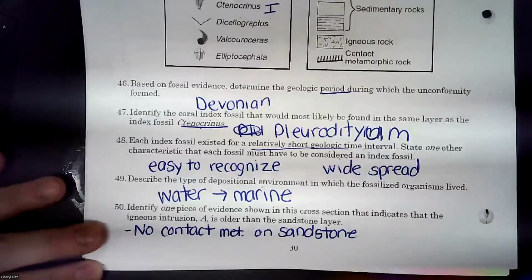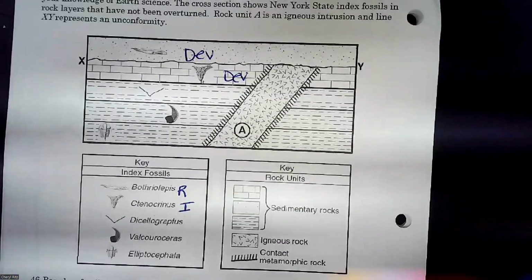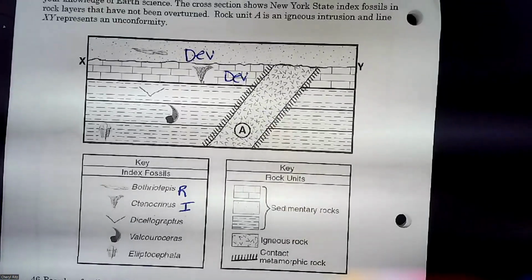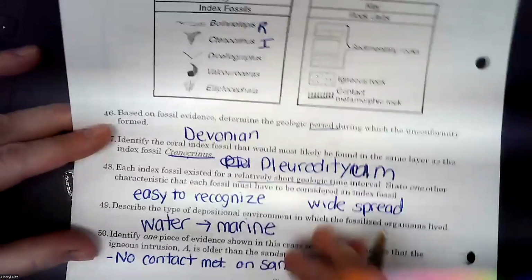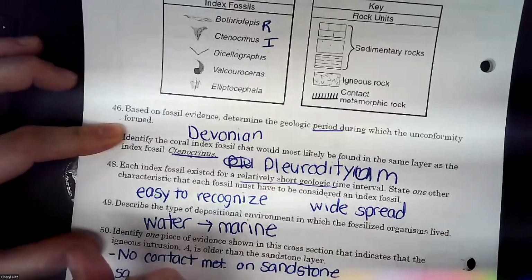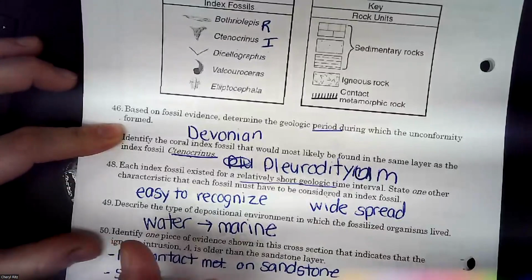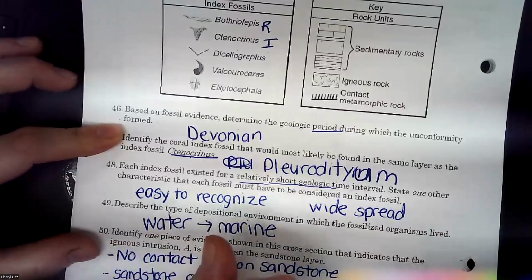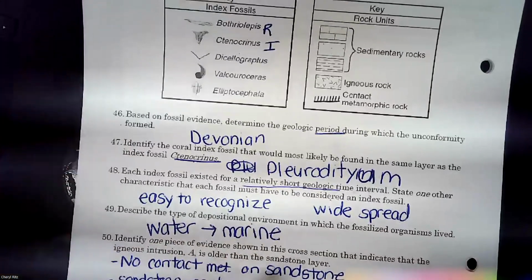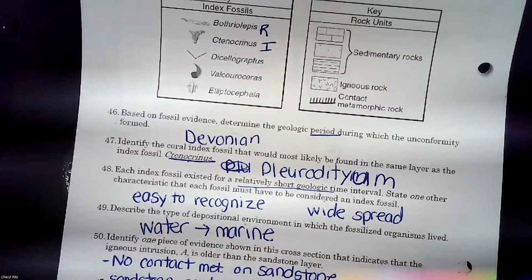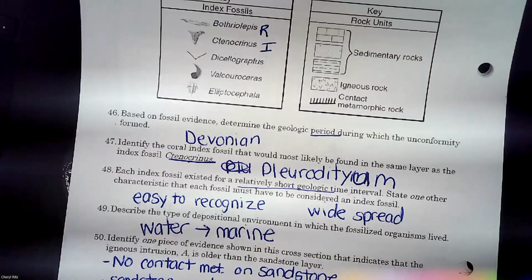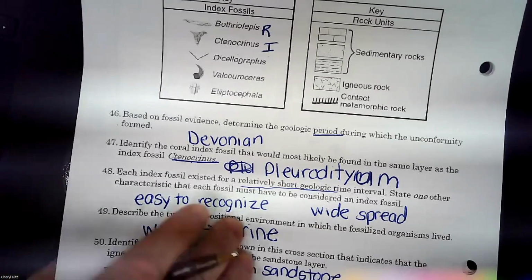And what's another reason that we know the sandstone is younger than this layer? On top. Be careful though, if there was contact metamorphism there, then you can't use the on top as an answer. Anybody got any questions on this?